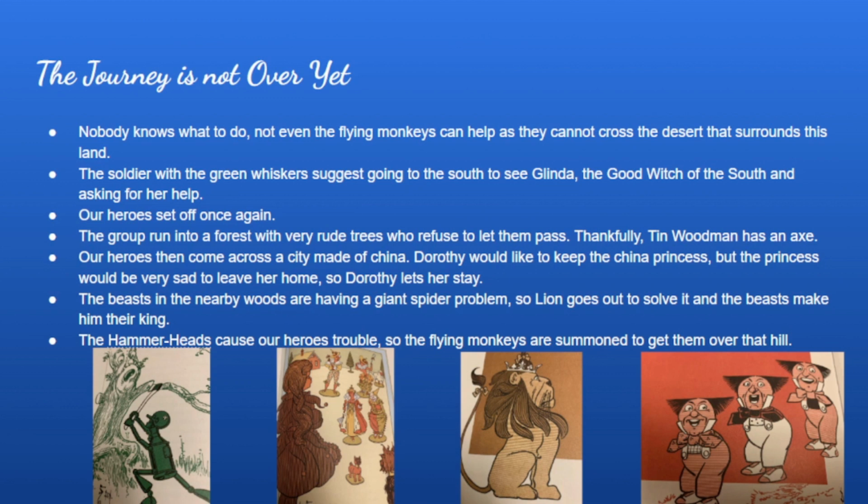Now, the group makes it to a hill full of odd creatures known as hammerheads. They have flat heads and no arms. They also like to stretch their necks and hit people with their heads. Now, Dorothy uses her last call to the flying monkeys to have them fly the group over that hill. They have finally made it to the country of the Quadlings. They immediately take the group to Glinda.